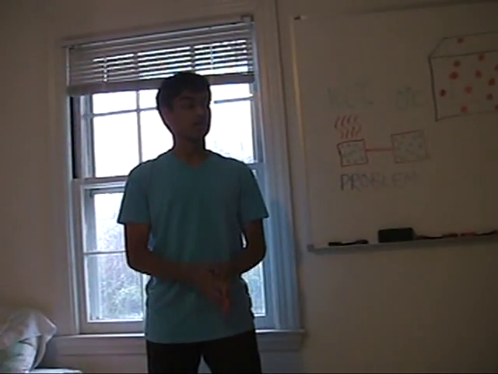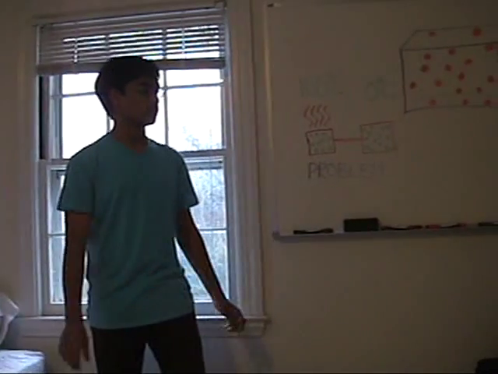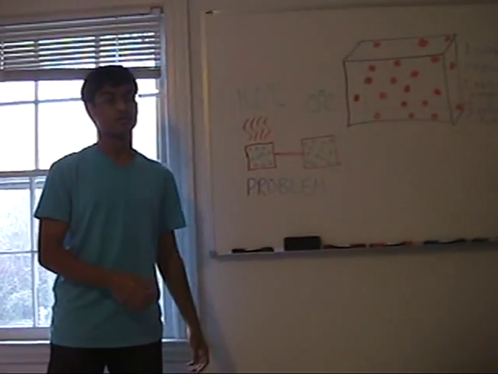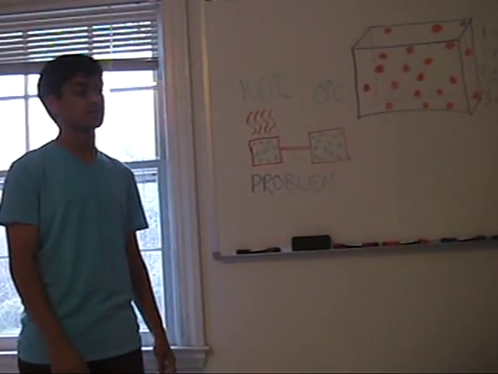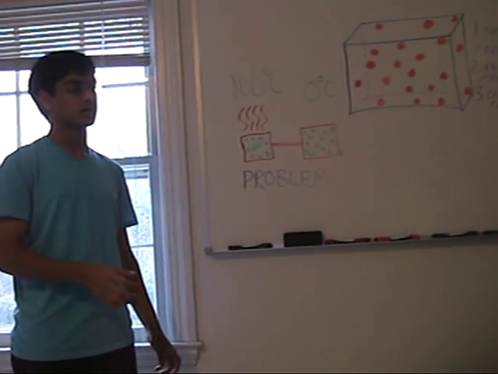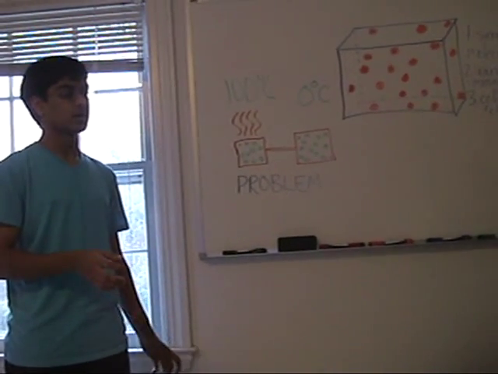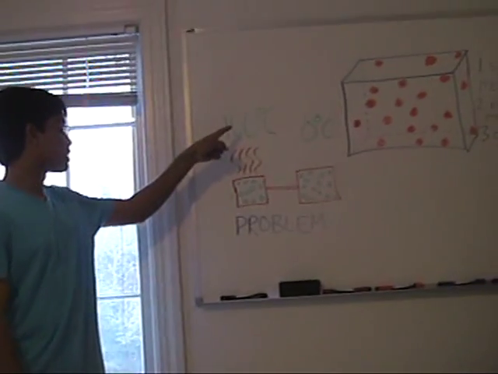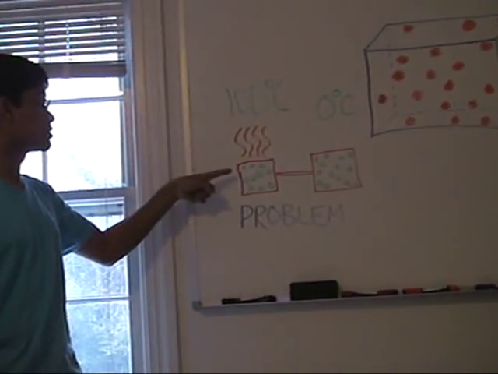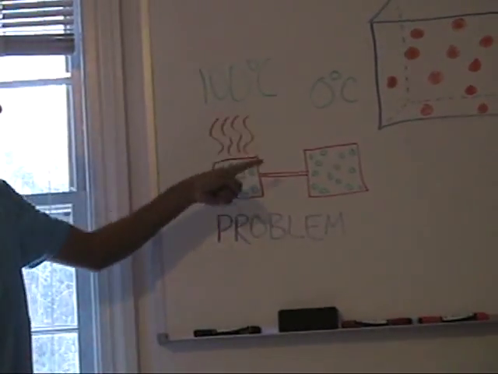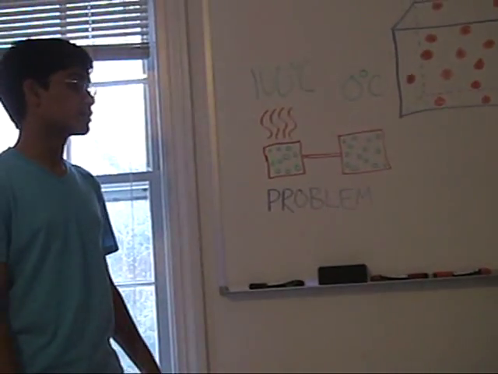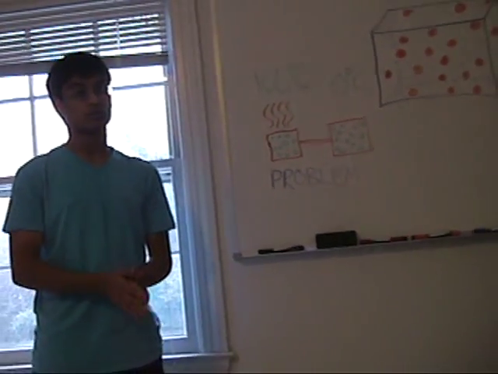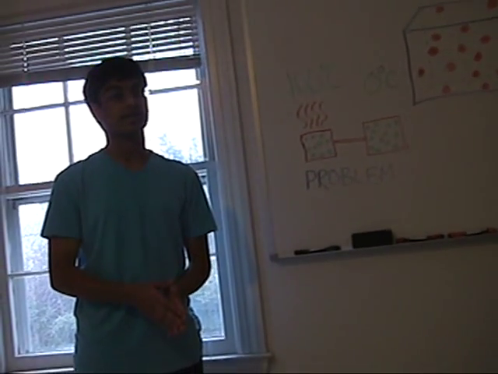So, let's start with the problem. We are presented with two containers, both at 0 degrees Celsius. But we want a constant pressure in both containers that will make one container at 100 degrees Celsius and the other at 0 degrees Celsius. Okay? But first, we're going to have to talk about what is an ideal gas.